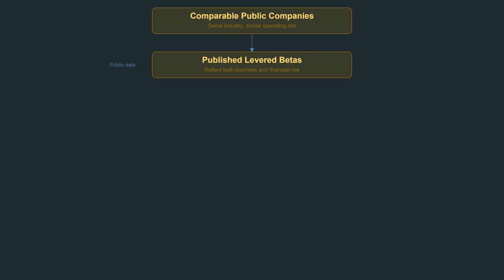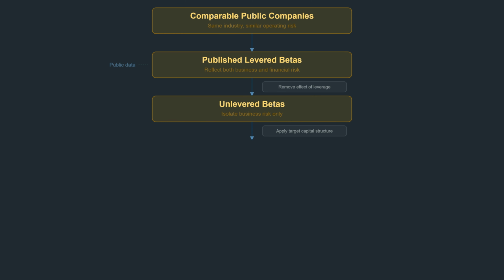But we need to remove the effect of leverage from the comparable companies. First, we would isolate the business risk by removing the effect of that leverage. This will give us an unlevered beta, and then we can apply our target capital structure to estimate what the equity risk would look like under our ownership and capital structure.